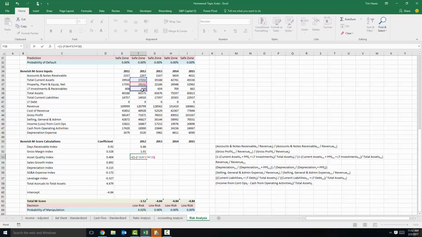Close that bracket and divide that by total assets for this year, and close another bracket there, and then you divide that whole sum by the similar formula for last year. So again, open up a bracket, 1 minus, open up another bracket, current assets plus property, plant, and equipment plus long-term investments, close the bracket, divided by total assets last year, and then close the final bracket, press enter, and you get 1.4.